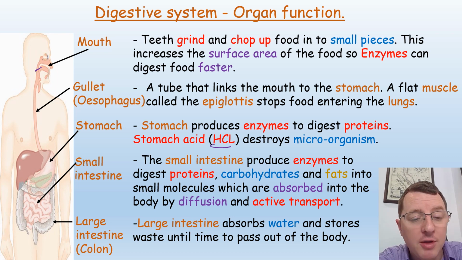Finally, the food will pass into the large intestine, and the large intestine will absorb water and store any undigested food as waste until it's time to pass out of the body through the anus. And that process is known as egestion.